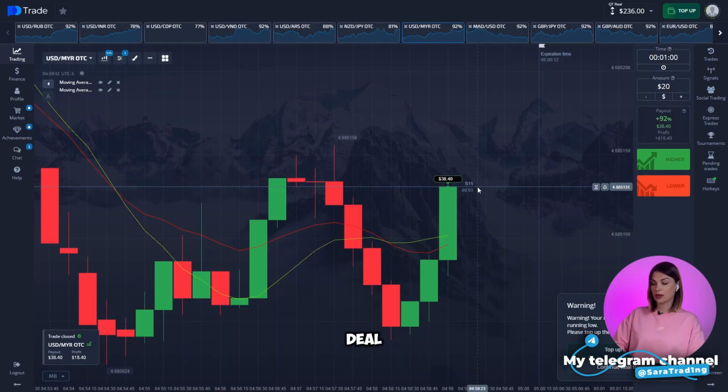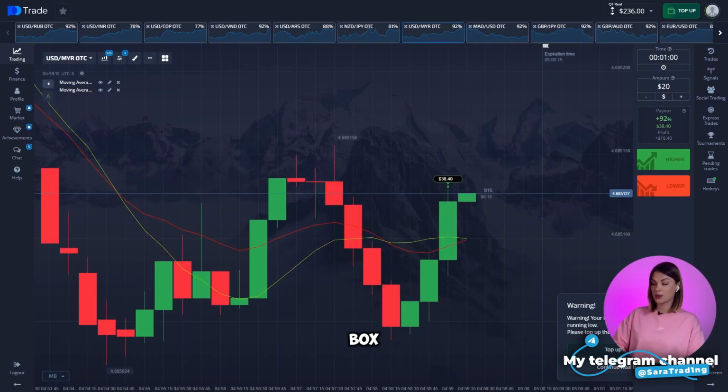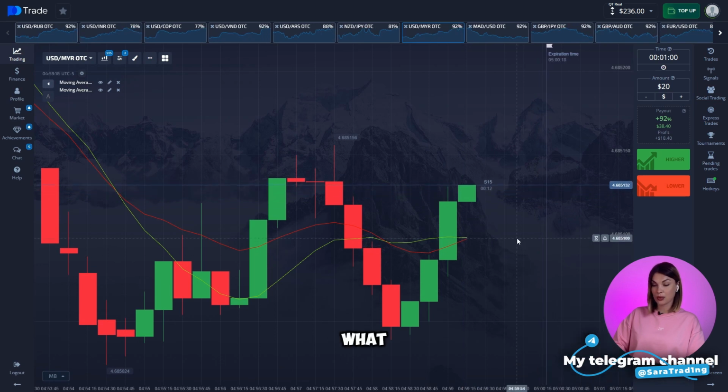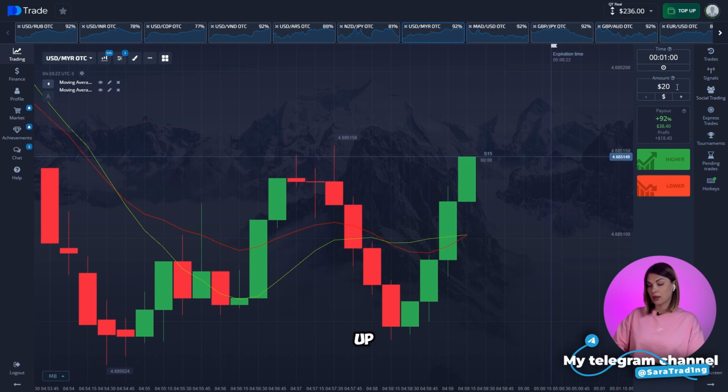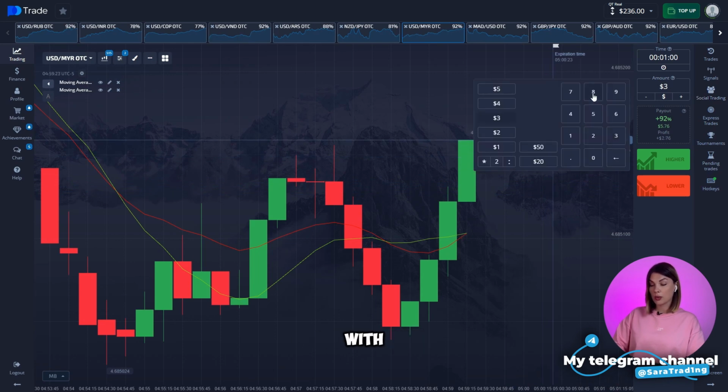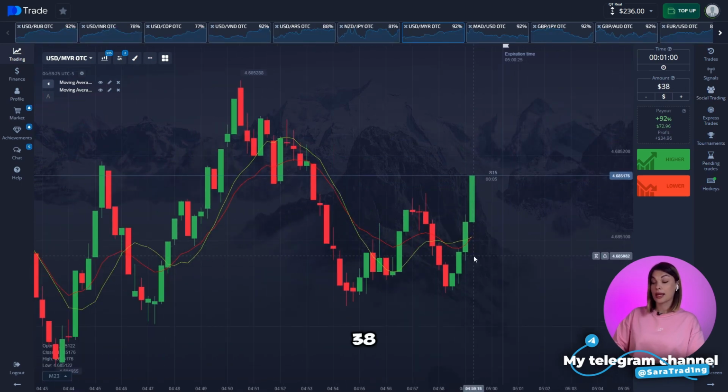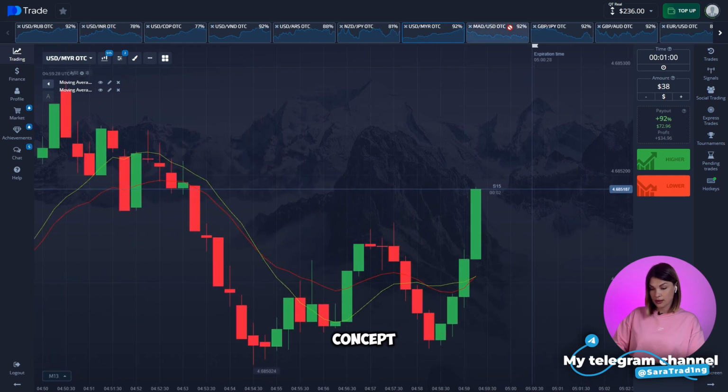So friends, the first deal has come to an end. Here we got $80 for 40 cents on top. What are we doing? Now we open with the amount. Let's, in order to speed up the process, open with an amount of $38. We are looking for a currency pair again.